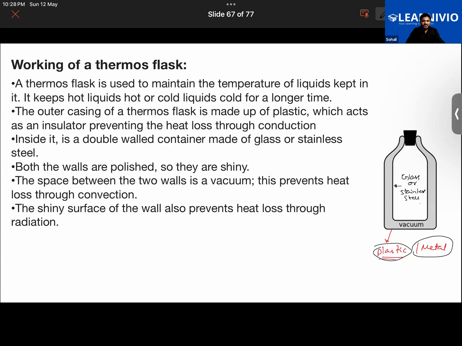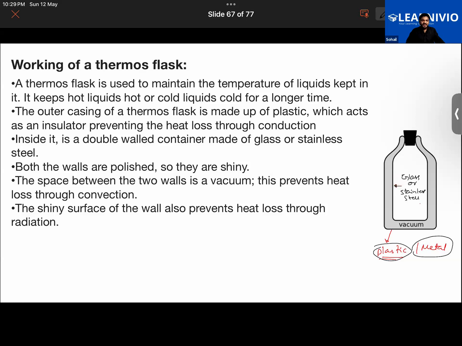So you guys tell me, what is the purpose of the vacuum inside this? Because of the air, sir. So that heat does not get lost through convection. Okay? Yeah. So the structure, I'm repeating it again.